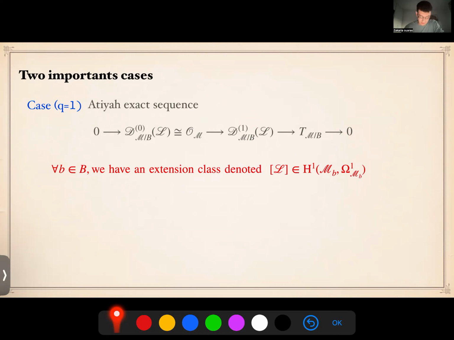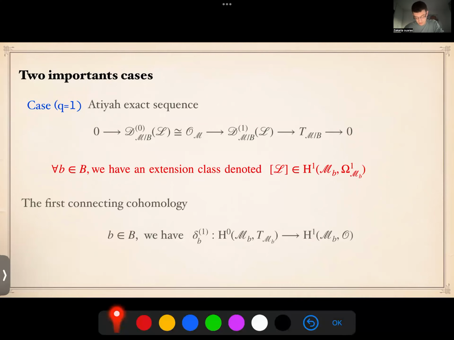And the first cohomology connecting map, denoted delta 1, is exactly the cup product with this Atiyah class. So the Atiyah class locally is a one-form, and a global vector field locally is a vector field. So you can evaluate, and you will get locally a function. And with the gluing conditions, you will get an element of the first cohomology group. Another remark, the first cohomology group of the trivial line bundle parameterizes the infinitesimal deformations of a line bundle on your manifold, on your variety. So this is, in some sense, the tangent space of the Picard group of M_b.